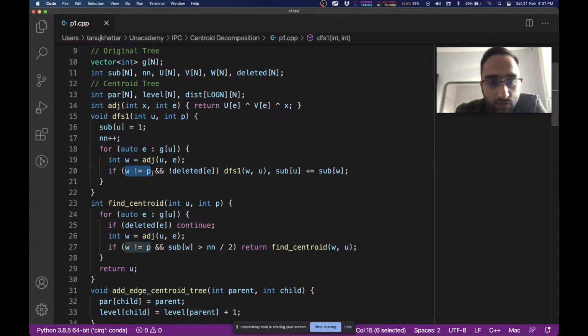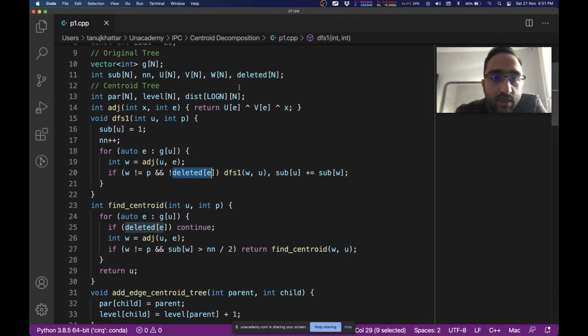I check whether the adjacent vertex is equal to the parent. If yes, ignore it. If no, I check whether the adjacent edge has been deleted. So remember that while doing centroid decomposition, we often have a need to delete the edges. Whenever we find the centroid of the tree, the next step is to remove that node, delete the edges, and then recursively call decompose on the smaller subtrees.